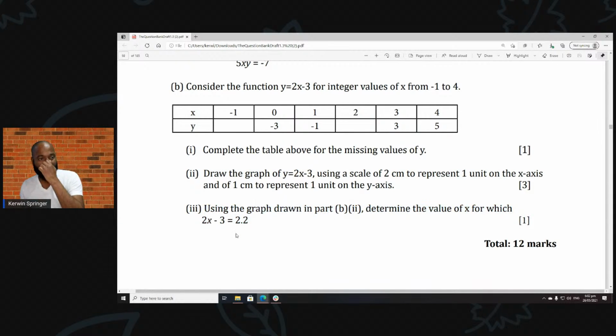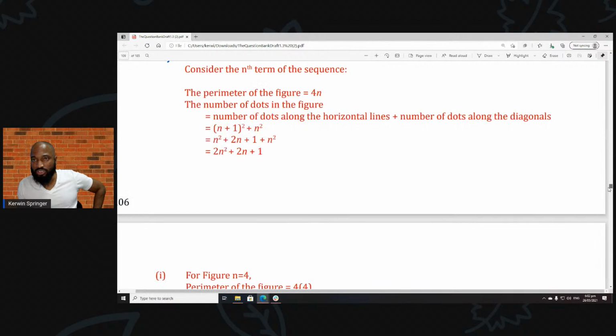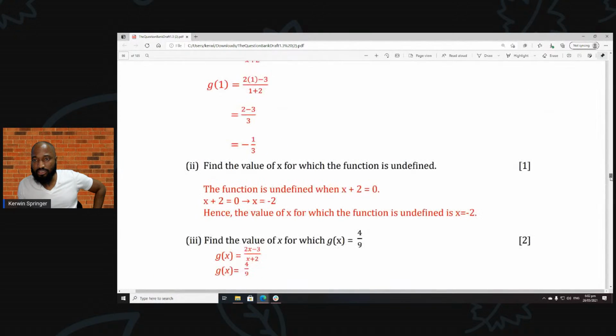You all agree with that? Let me know in the chat if everybody agrees with that. So that takes us to the end of this question. So I'm going to scroll down. This is page 58. I'm going to scroll down to the answers.